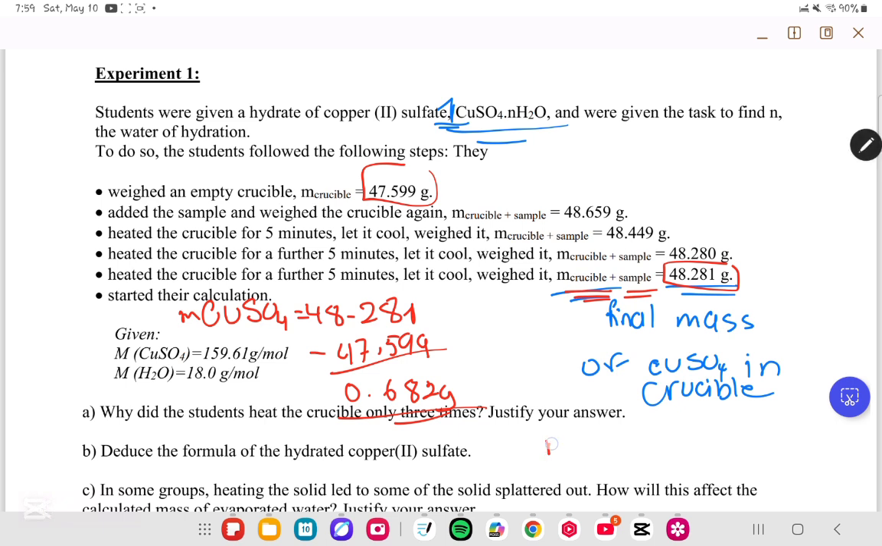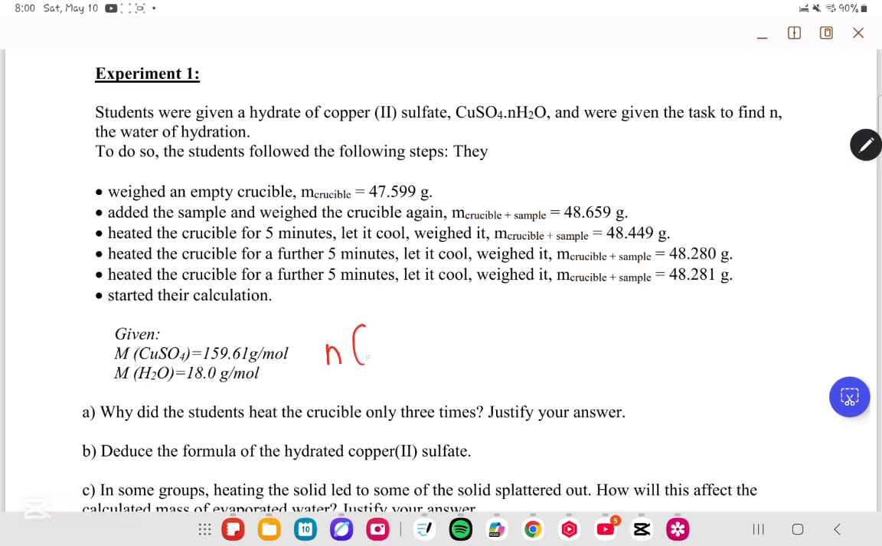So in order to get the number of moles N of CuSO4, very simply we're going to take the mass, 0.682, divided by the molar mass, which is 159.61, and we will get an approximate answer of 4.27 times 10 to the power of minus 3. So now we have the number of moles of CuSO4. I'm just going to erase all of this. We have N CuSO4, which is 4.27 times 10 to the power of minus 3 moles.